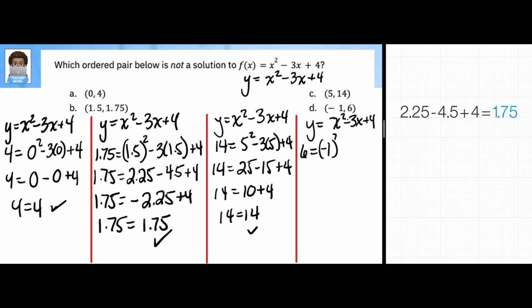Negative 1 squared minus 3 times negative 1 plus 4. All right, so negative times a negative is a positive. So 1 plus 3 plus 4. All right, 1 plus 3 plus 4 is 8. This is not true, so that means D would not be a solution.